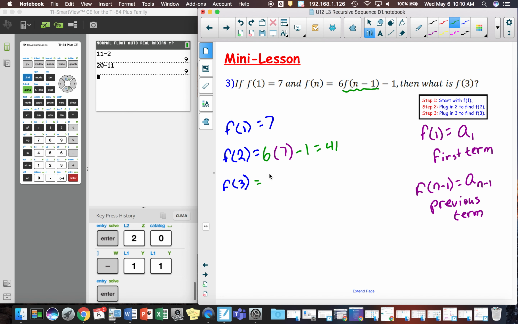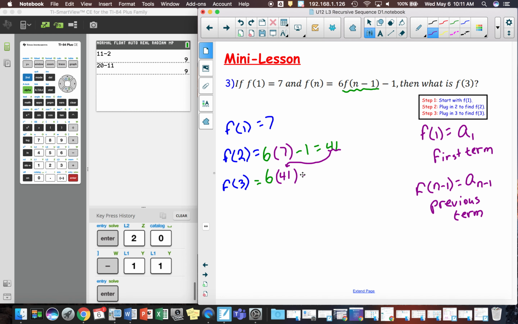So again, I follow my rule. I have 6. Inside the parentheses here is our previous term. Our previous term was 41. Remember, f(n minus 1) just means previous term. So I'm going to write 41 inside here.